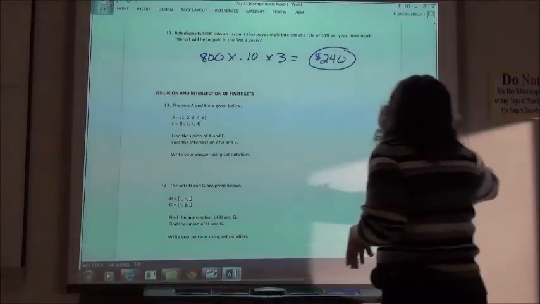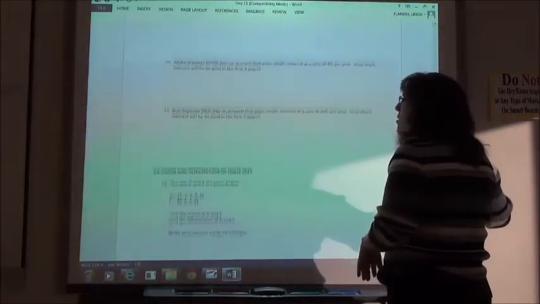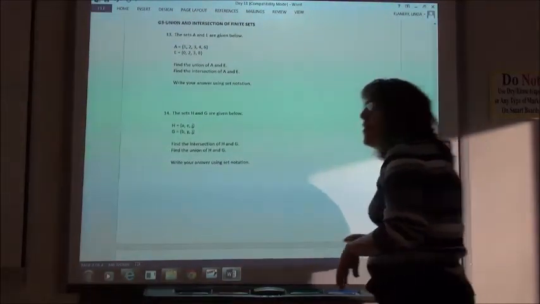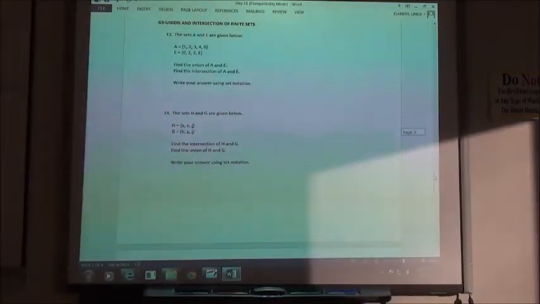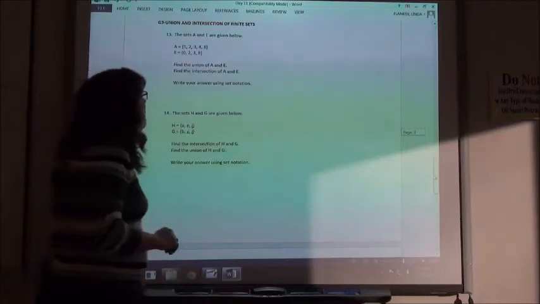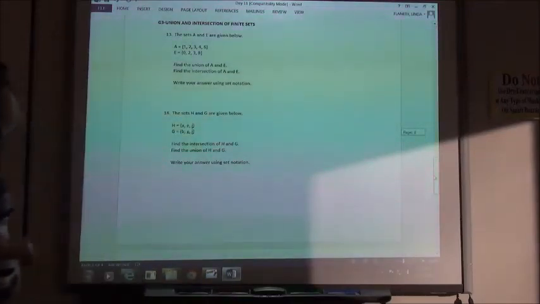All right, these ones are a little tougher. Those first ones, hopefully, were all stuff that you remember doing from before, or at least didn't take you long to figure out. Sets A and E are given below. A is the set 1, 2, 3, 4, 6. E is the set 0, 2, 3, 8. Find the union of A and E. Find the intersection of A and E.